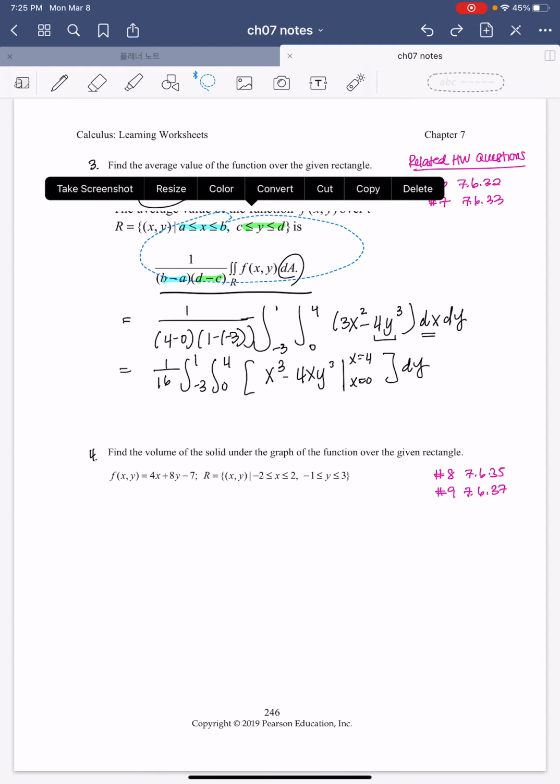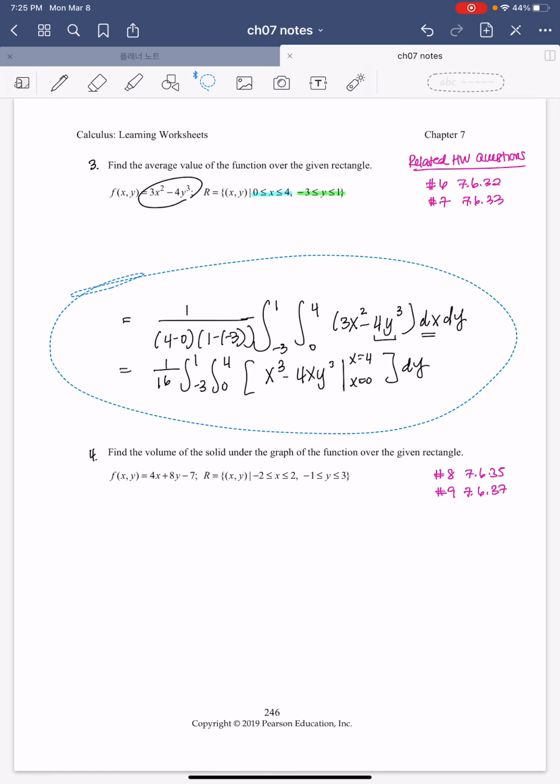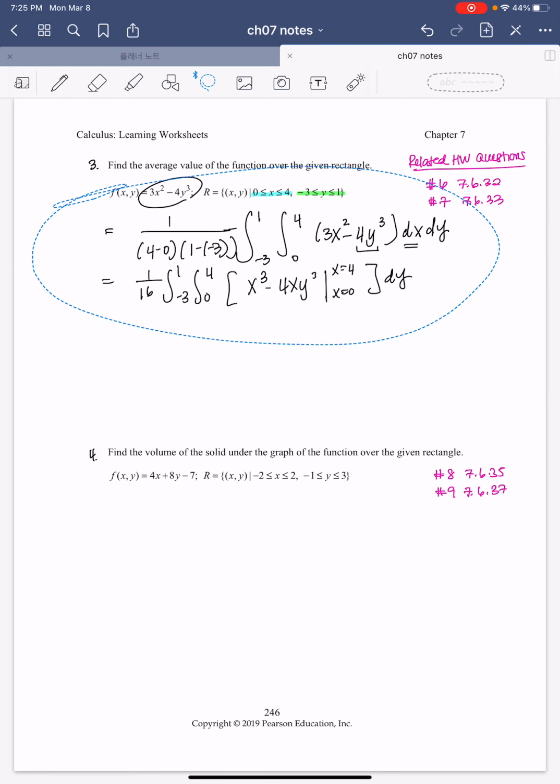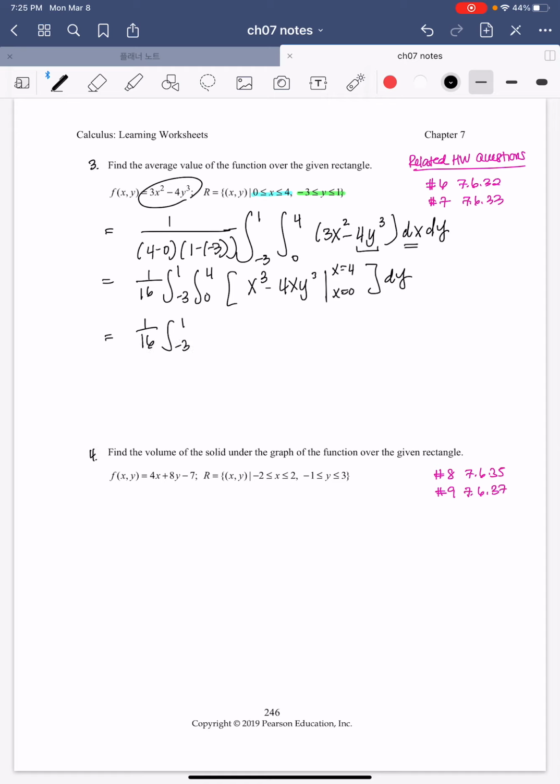I'm going to delete this picture so we have more space to write. Okay, 1 over 16, negative 3 to 1. Now, if I integrate it and plug in the number, I'm going to have 4 cubed minus 4 times 4y cubed, minus 0 cubed minus 4 times 0 y cubed, which really is a 0, dy. So this is just a 0.